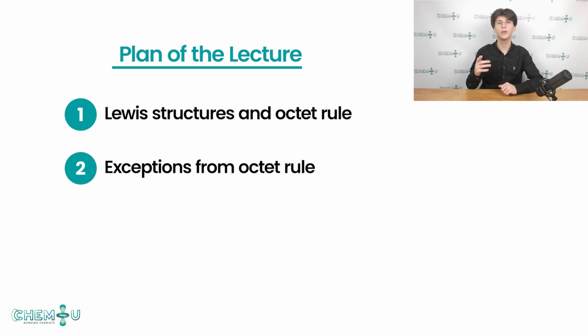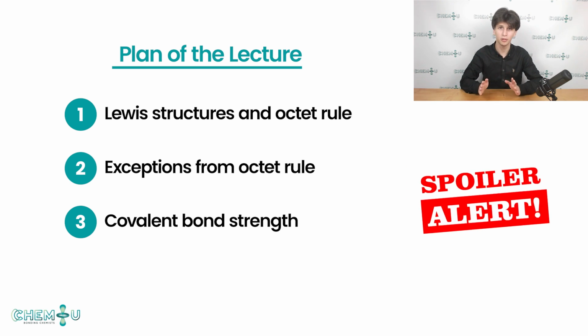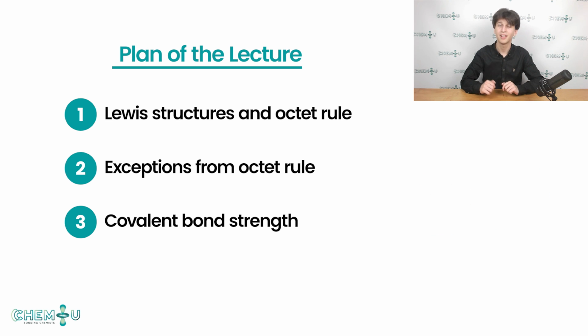Then, we will take a look at some exceptions from the octet rule. They are not so vital to know how to treat the trivial organic substances, but you will see that later in the course they will become useful. Lastly, we will discuss a very important property of a covalent bond. Spoiler alert, its strength. Let's go!